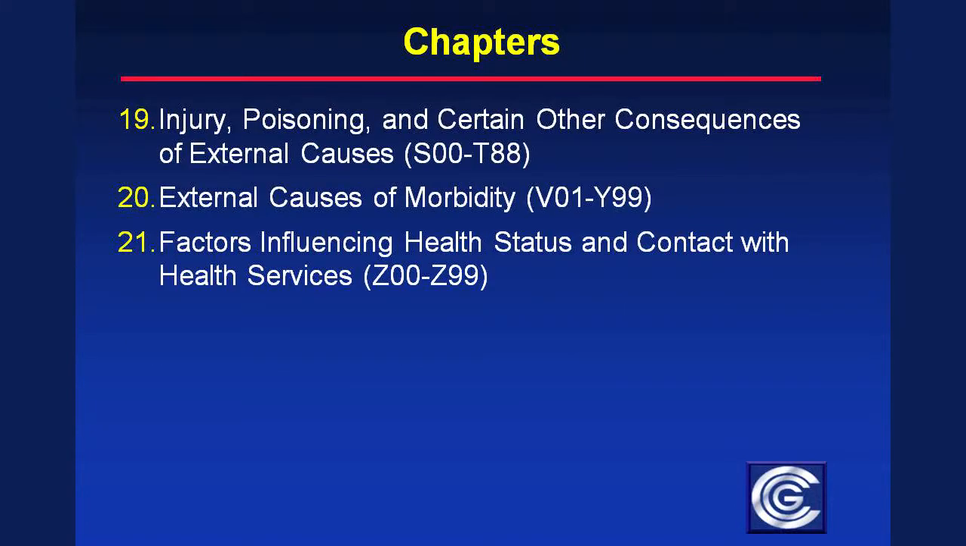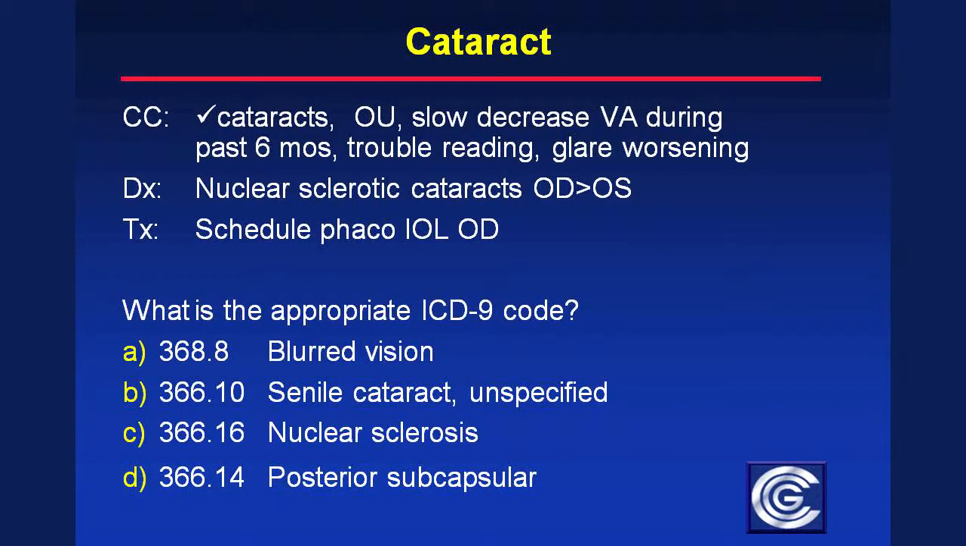Chapter 19, Injury, Poisoning, and certain other consequences of external causes. Chapter 20, External Causes of Morbidity. Chapter 21, Factors Influencing Health Status and Contact with Health Services.